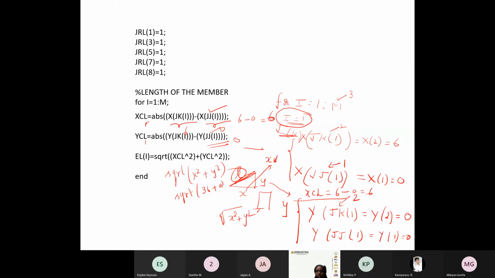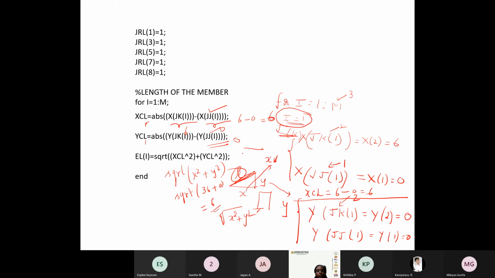So this is for the x direction calculation and this is for the y direction. So x square plus y square is equal to square root of 36. It is equal to 6. So the final answer, the length of the first member, is 6. That's what we have calculated.